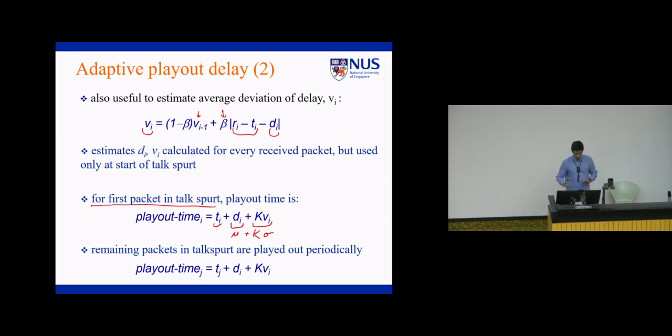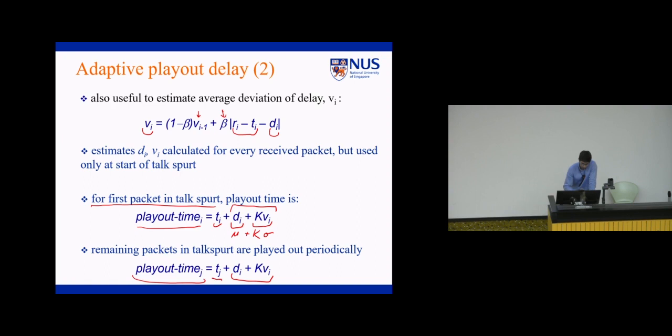But I told you before that within a talk spurt, unless we have a silent period, all the packets need to be played with the same playout delay. So my sound cannot get faster and cannot get slower. So if we are in the same talk spurt, my playout delay for the ith packet and the jth packet will be the same. I'm still using di plus k vi. I'm not using dj plus k vj.